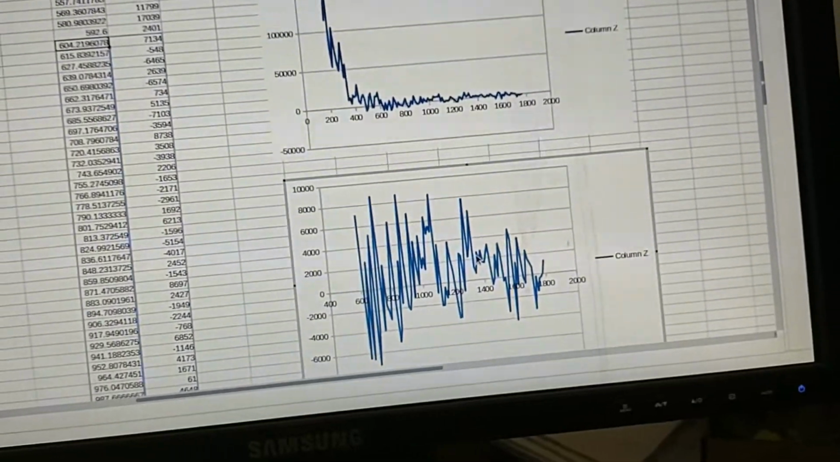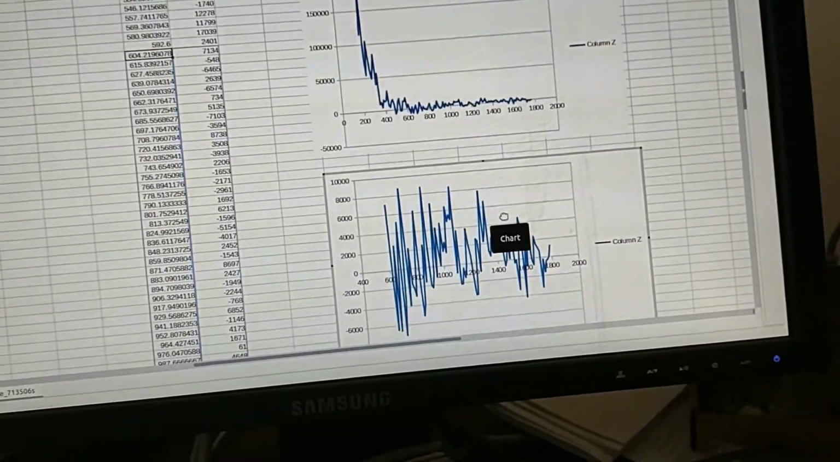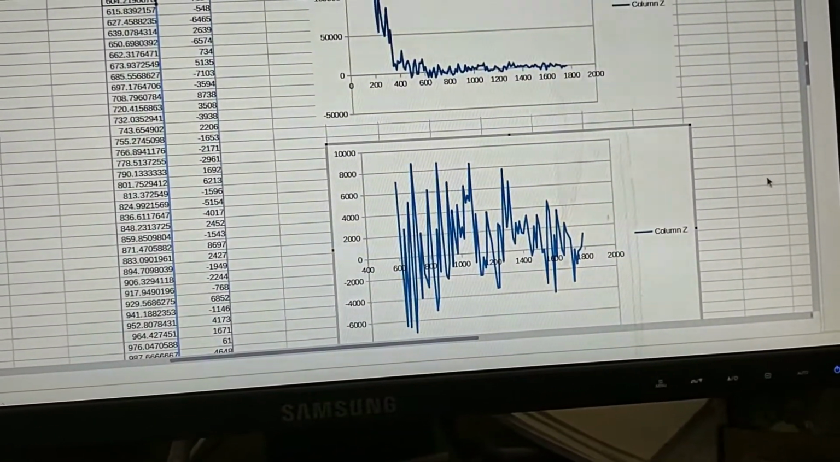Anyway, very interesting. Alpha fusion experiment with beryllium and americium.